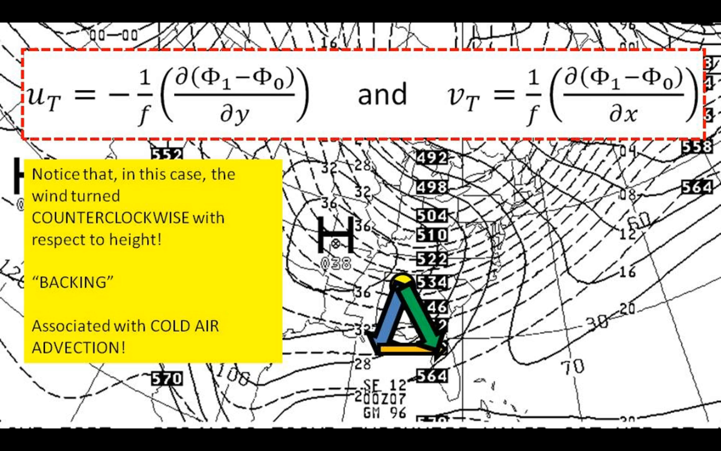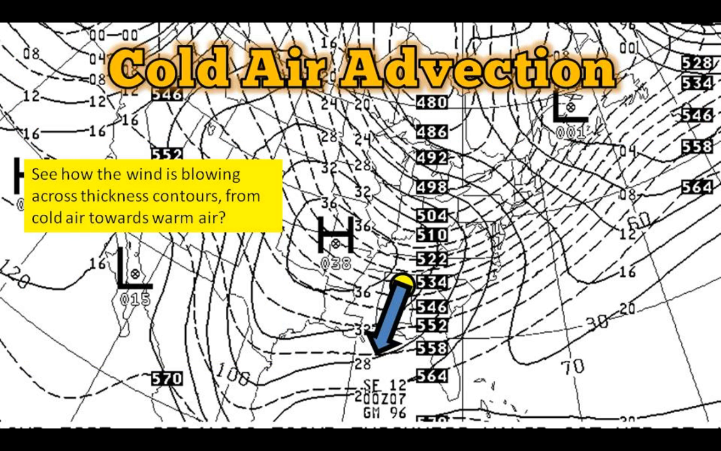And counterclockwise rotation with respect to height, or backing, is associated with cold air advection. Let's talk a little bit about cold air advection for a second here. See how the wind at this location at the surface is blowing parallel to height contours, or pressure contours in this case, and it is blowing across contours of thickness from cold towards warm air.